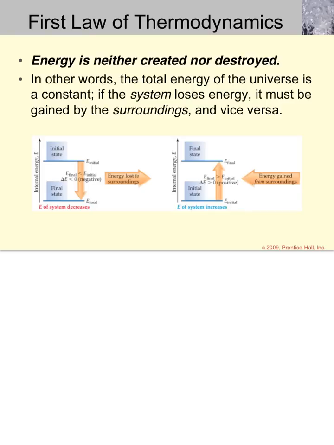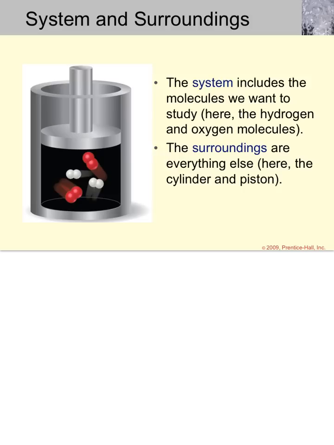The first law of thermodynamics, which you're probably really familiar with, is that energy can neither be created nor destroyed. The amount of energy in our universe is constant. Throughout this chapter, we'll be talking about the system and the surroundings. The system is the molecules, the chemical reaction, or the process that we're studying. The surroundings is everything else around it.